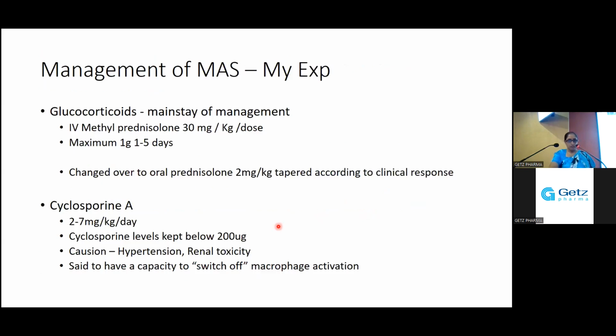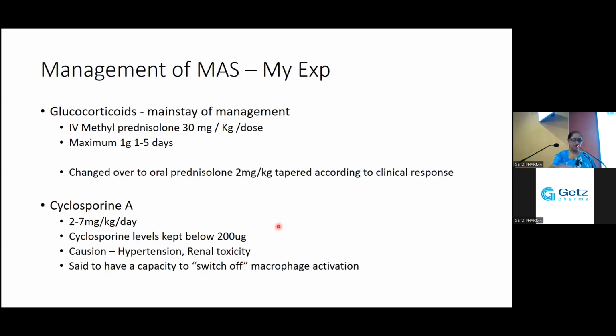My experience with glucocorticoids is that they are my mainstay of management: IV methylprednisolone, 30 mg per kg per dose. The maximum I go to is 1 gram, because when the kids are bigger and you calculate 30 milligrams per kg, they sometimes go beyond 1 gram. So I stop at 1 gram. It's changed over to prednisolone after 3 or 5 days, at 2 milligrams per kg, adjusted according to the clinical response.